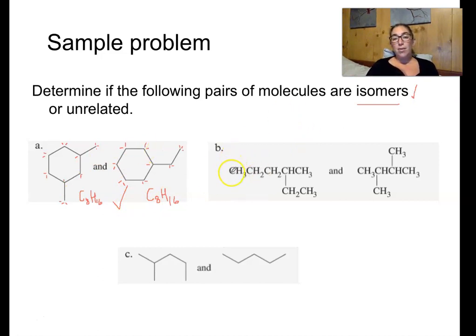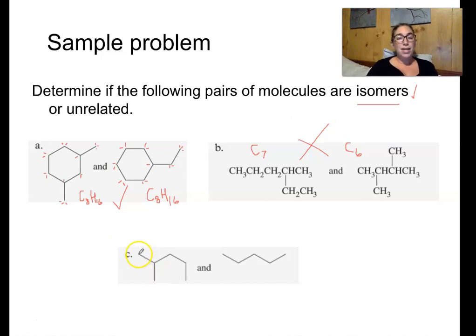How about B? 1, 2, 3, 4, 5, 6, 7. First thing I want to do is count carbons to see if they have the same molecular formula. 1, 2, 3, 4, 5, 6. All right, so I don't even need to count the hydrogens here. These two molecules don't have the same number of carbons. They can't have the same molecular formula. So they are not isomers. They are just two different compounds that aren't the same at all.